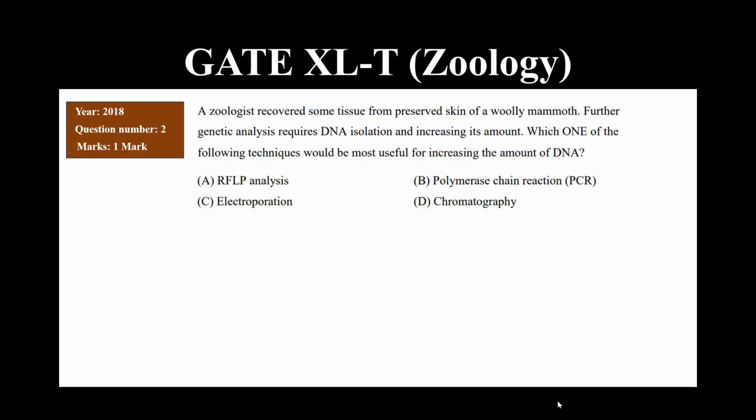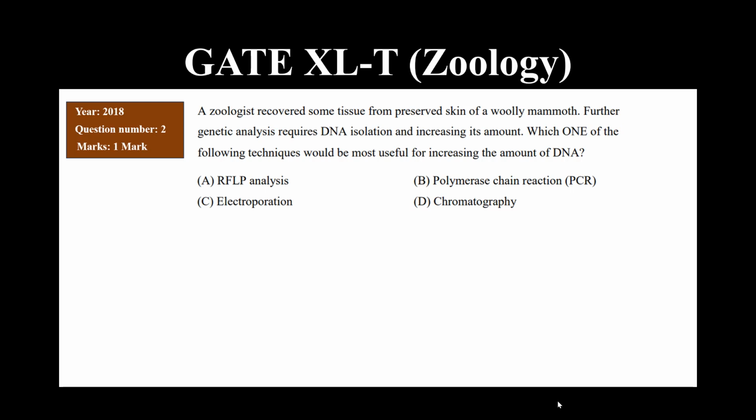Hello everyone. The question says a zoologist recovered some tissue from preserved skin of a woolly mammoth. Further genetic analysis requires DNA isolation and increasing its amount. Which one of the following techniques would be most useful for increasing the amount of DNA? The options are RFLP analysis, PCR, electroporation, and chromatography.